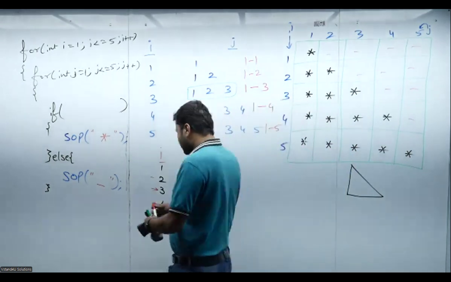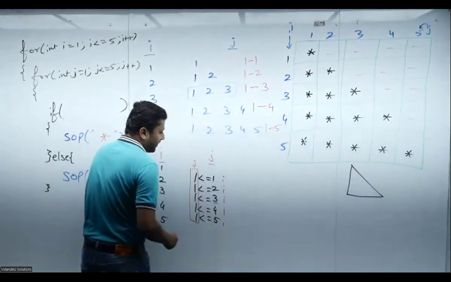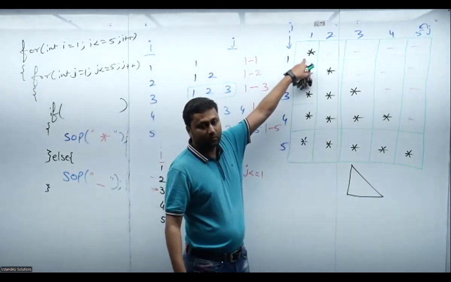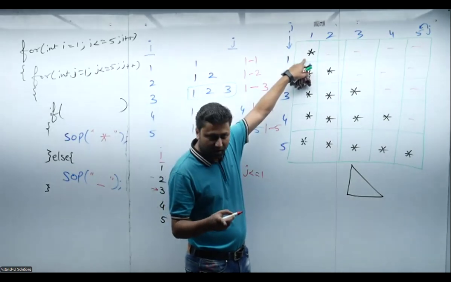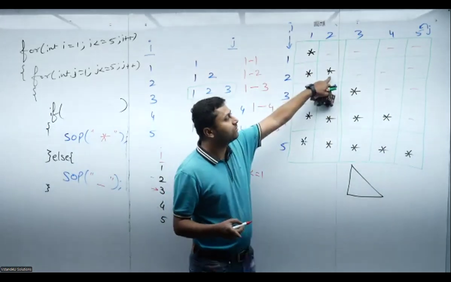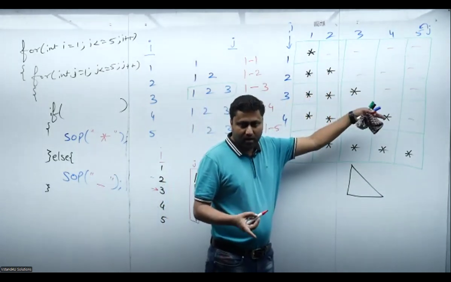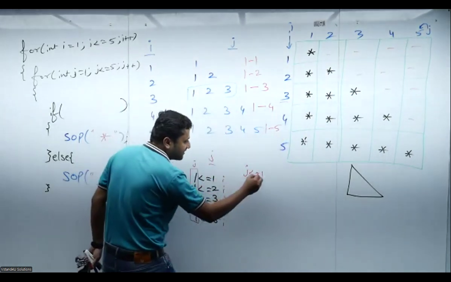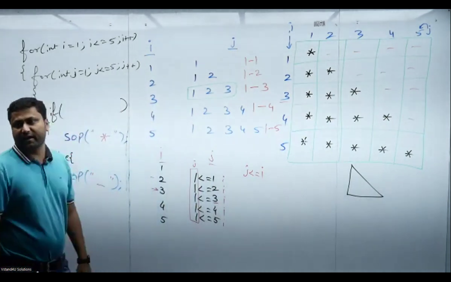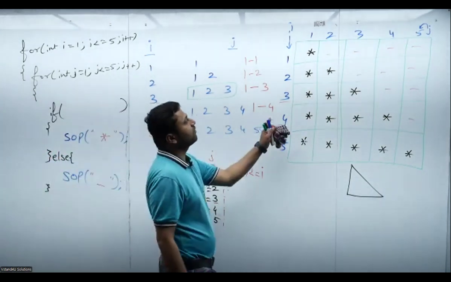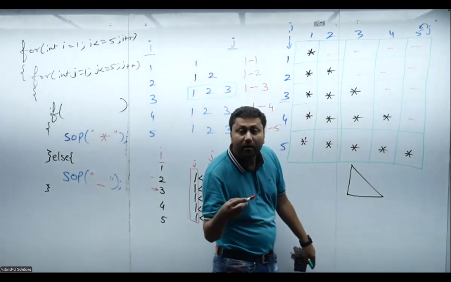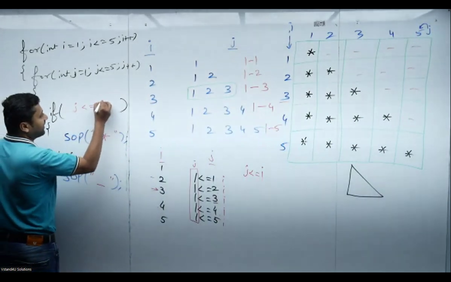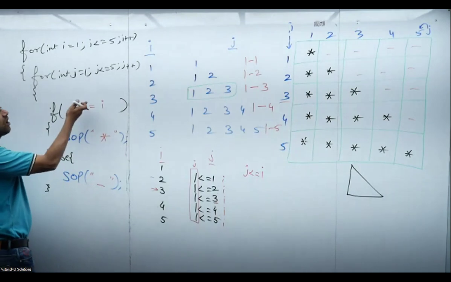Condition is with the help of this only we will find out. Are you with me? Sir, J value always starts from 1. For the first row, J is less or equal to 1. For the second row, J is less or equal to 2, which is nothing but the value of I. In other words, J is less or equal to I. If J is less or equal to I, then print star. Wherever J is not less or equal to I, print space.